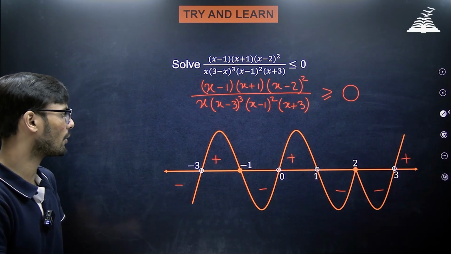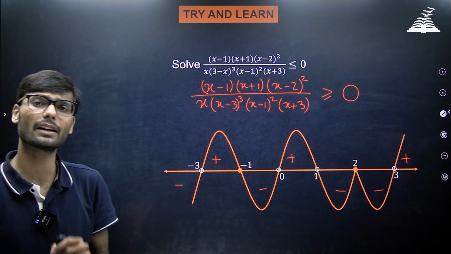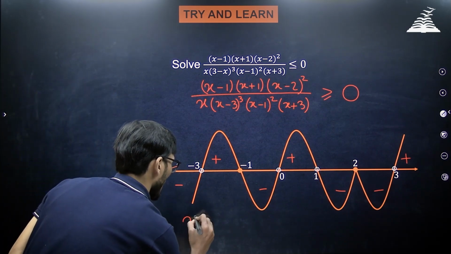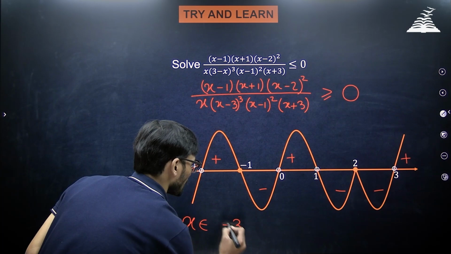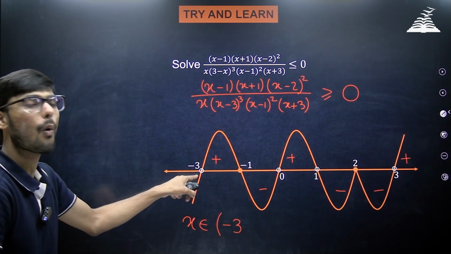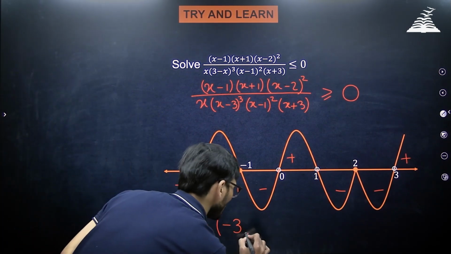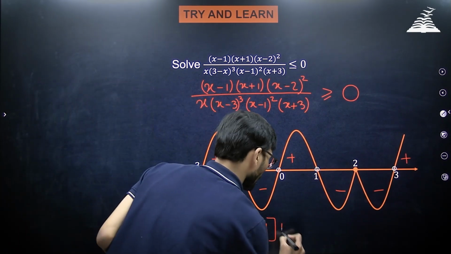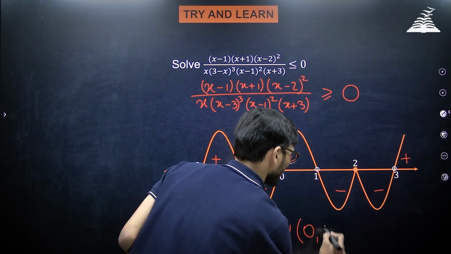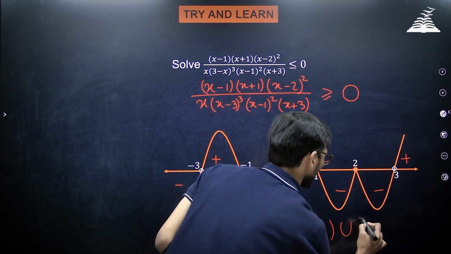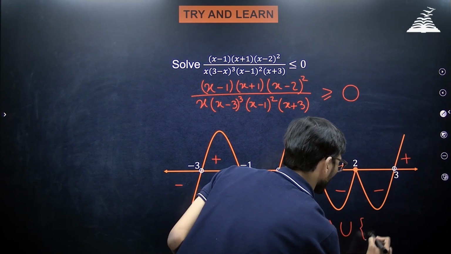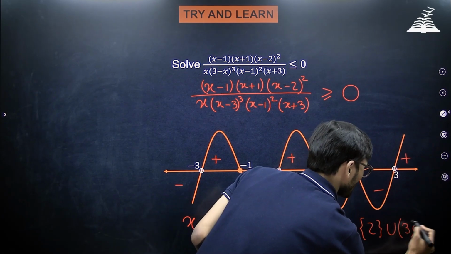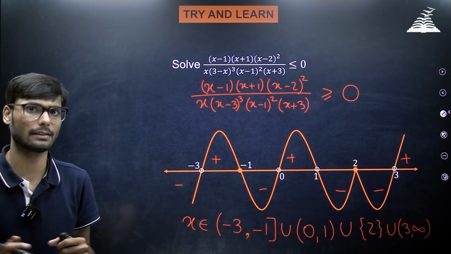Okay, now let us write down our answer. We want this expression to be greater than or equal to 0. So we are going to pick positive regions. X belongs to minus 3, open bracket at minus 3 because of the hollow dot. Now 1 minus 1, that will be a closed bracket. Now union 0 to 1, open at both. Union 2 and 3 to infinity. This will be our answer.